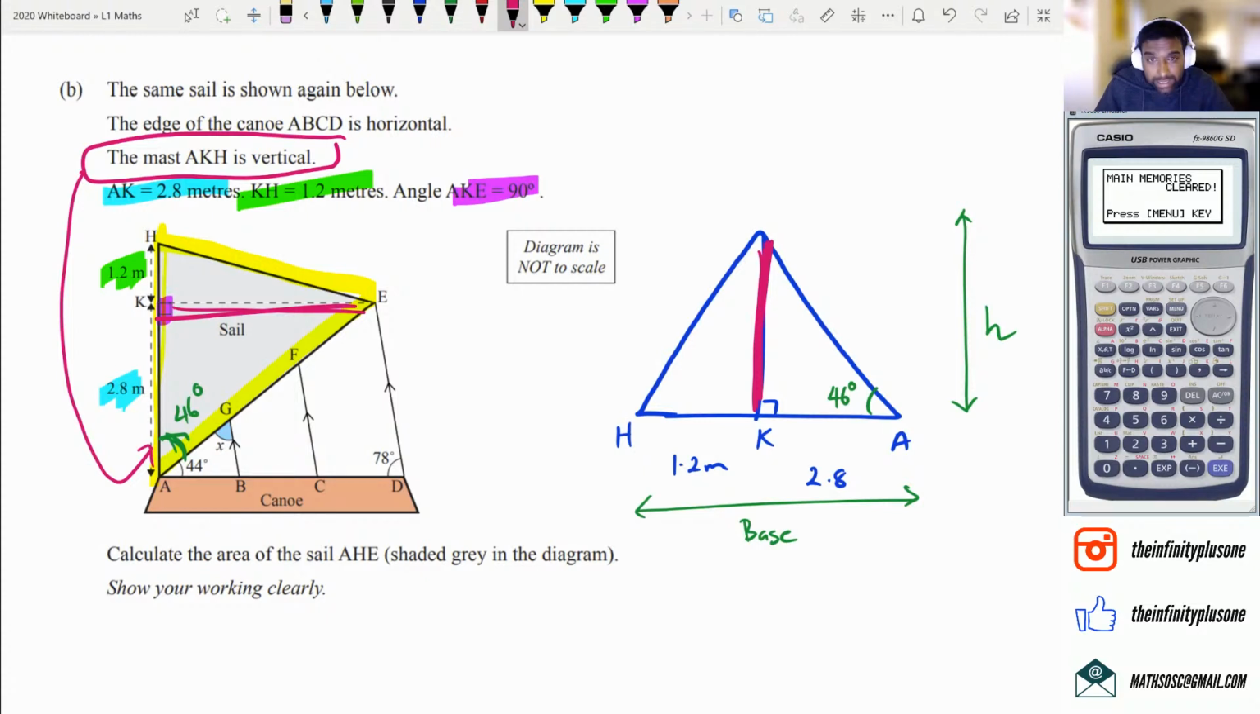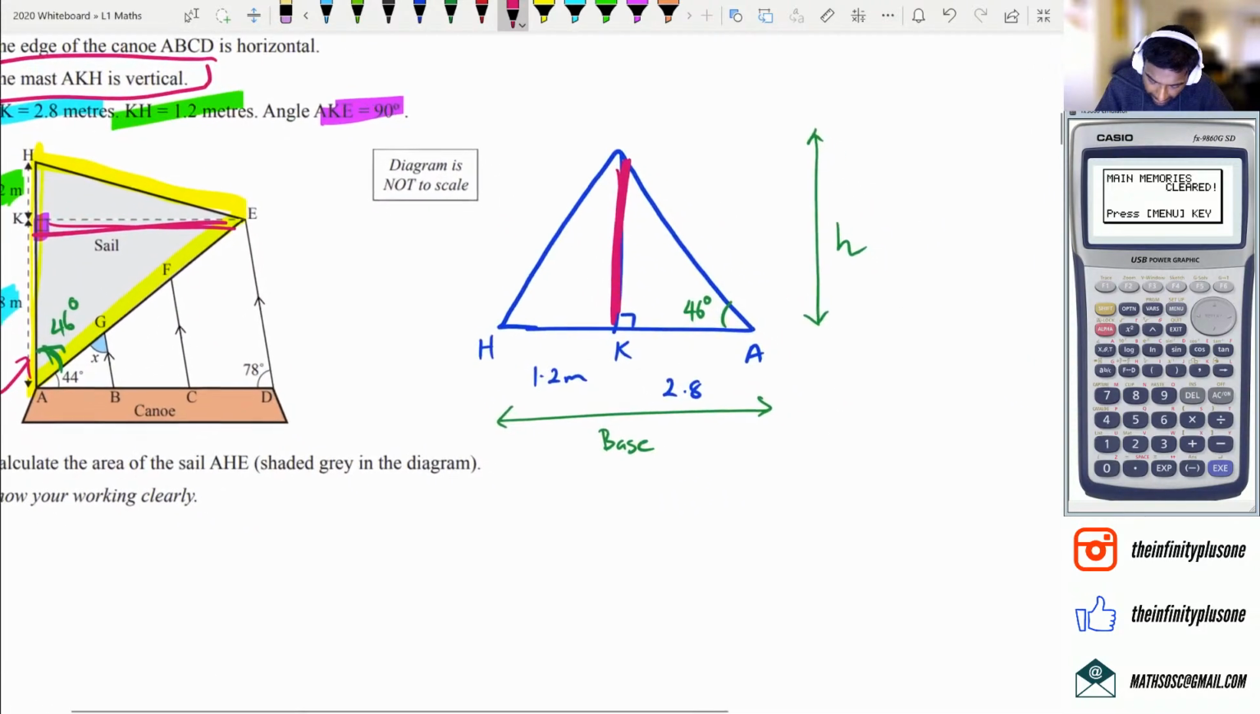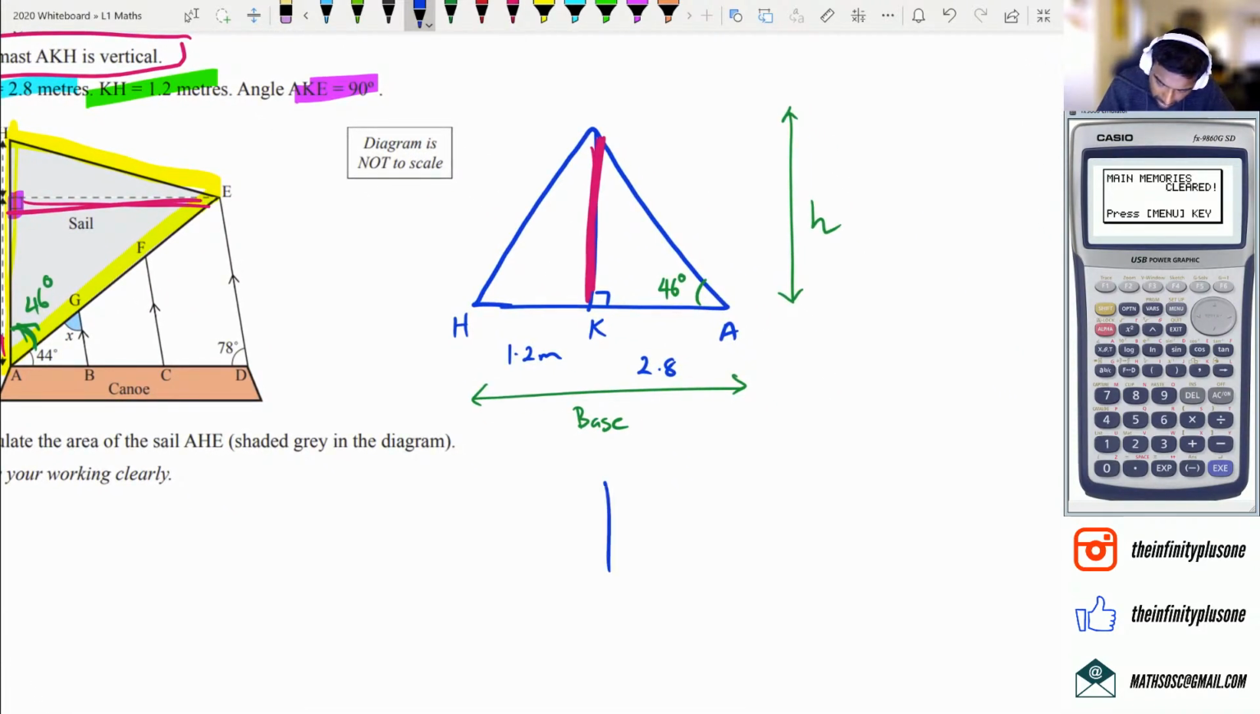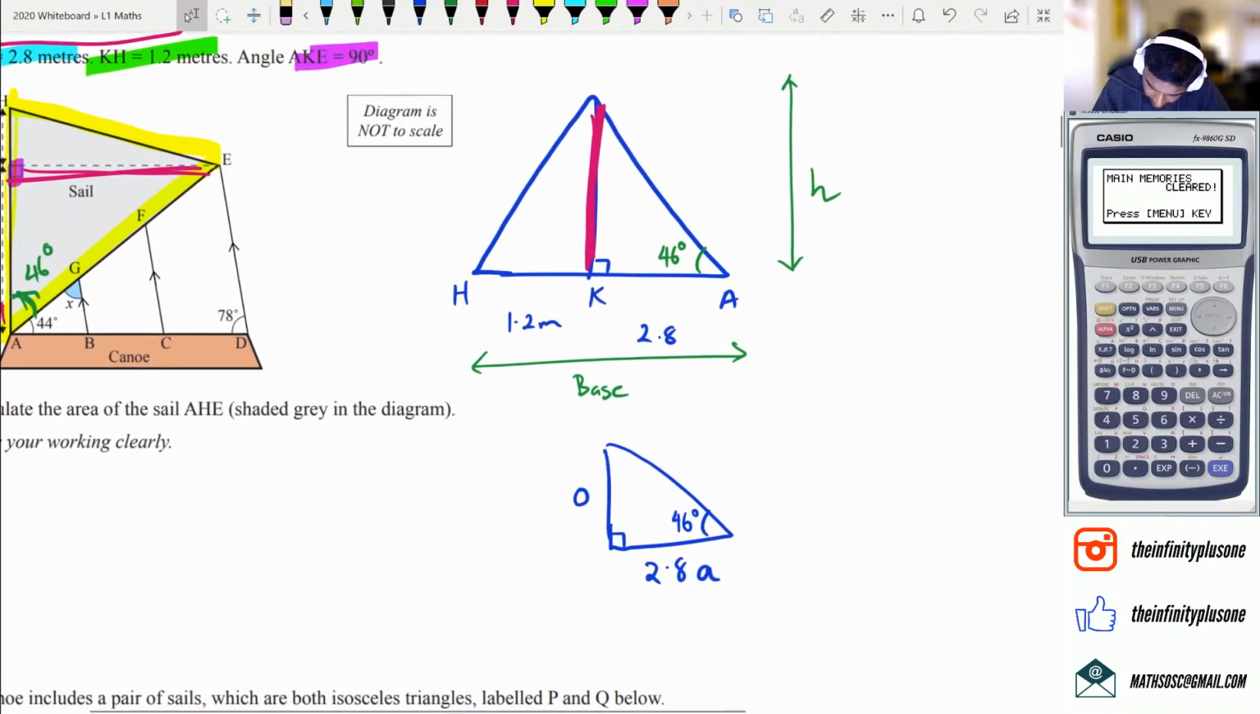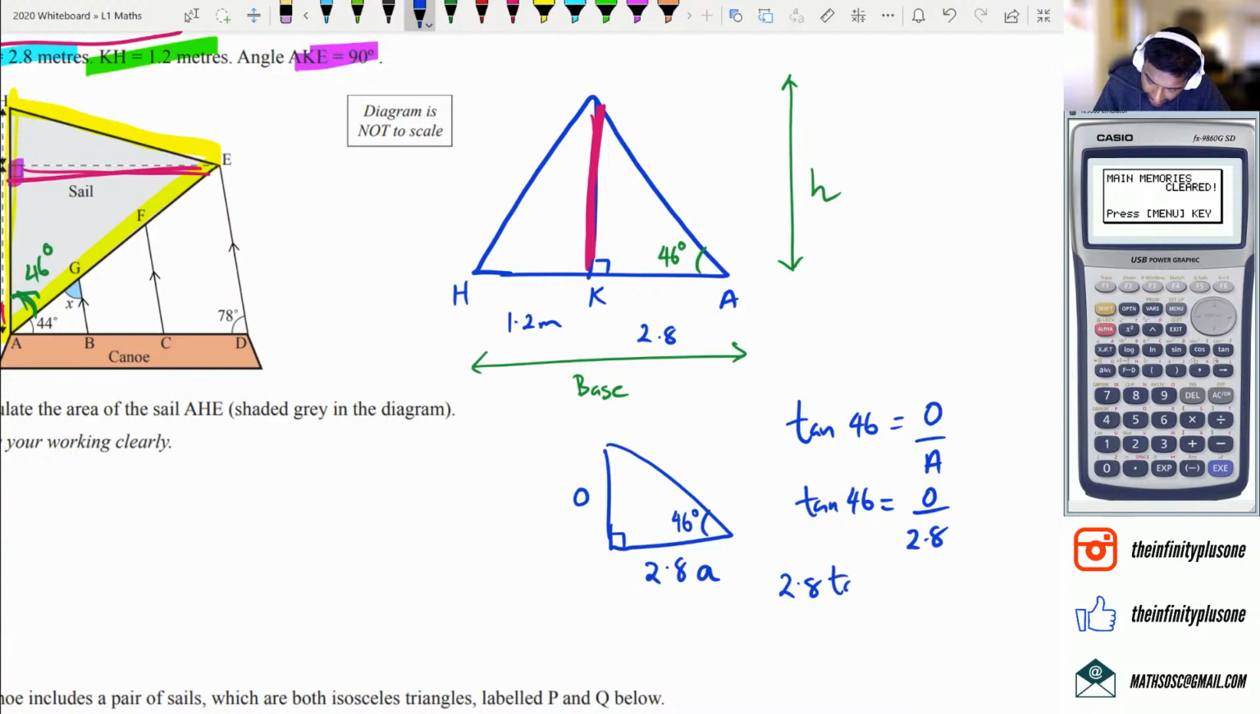Now that we've got this, we can figure out what the height is. For the height, we're just going to use the small triangle here, which is 2.8 and 46 degrees. We want to figure out this. Now, this is going to be opposite, and this is going to be adjacent. So we're going to use tan. Tan of 46 is equal to opposite divided by adjacent, so tan of 46 equals opposite divided by 2.8. So we get 2.8 tan 46 equals opposite.